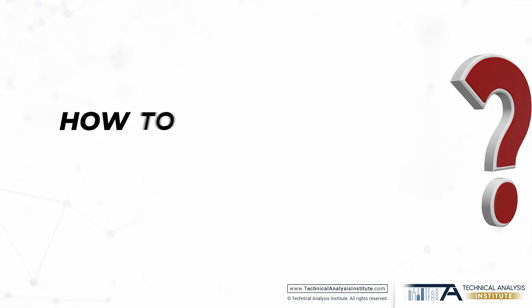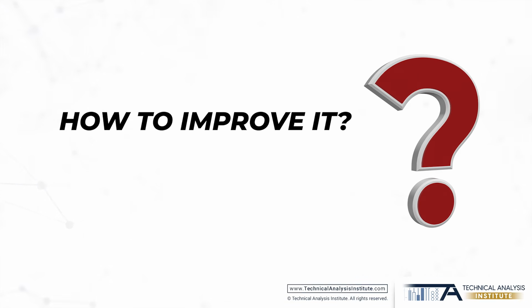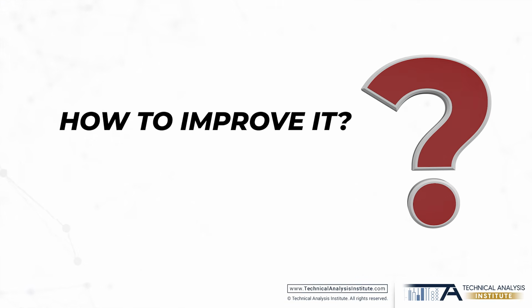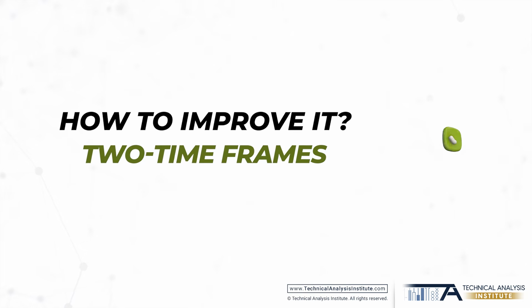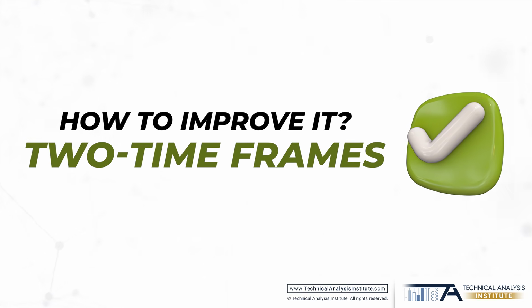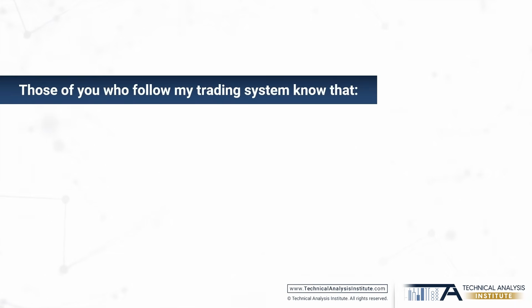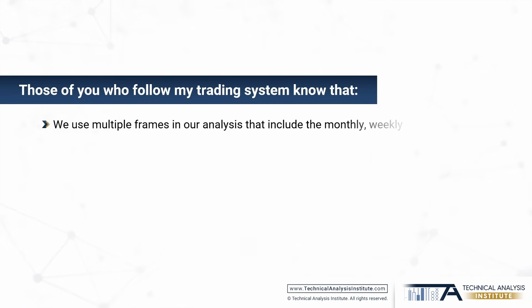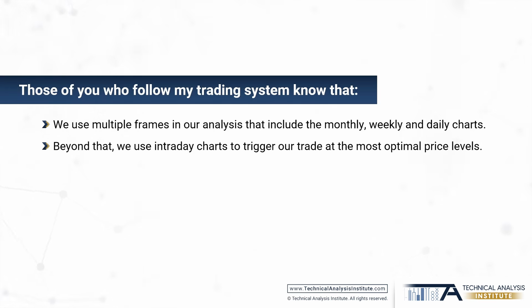The best way to improve the top and bottom signals and increase the odds of success of this strategy is by using it in 2 time frames. What do I mean by that? Those of you who follow my trading system know that we use multiple time frames in our analysis that include the monthly, weekly, and daily charts. Beyond that, we use intraday charts to trigger our trade at the most optimal price levels.